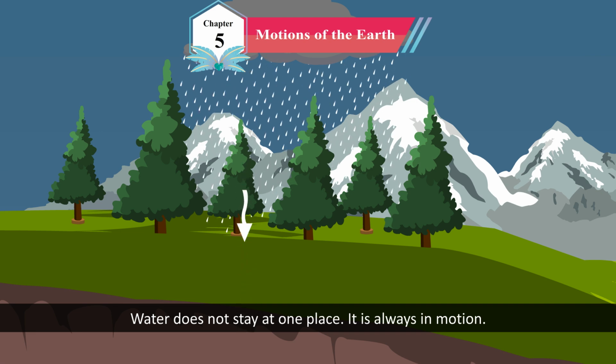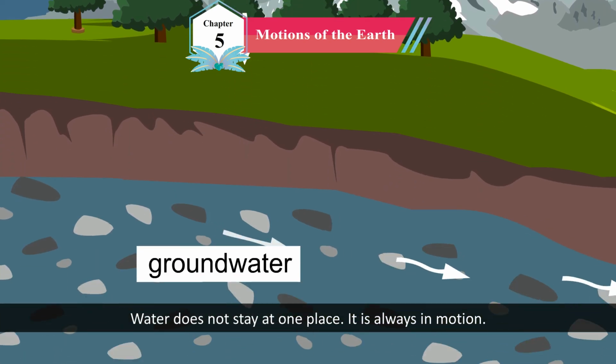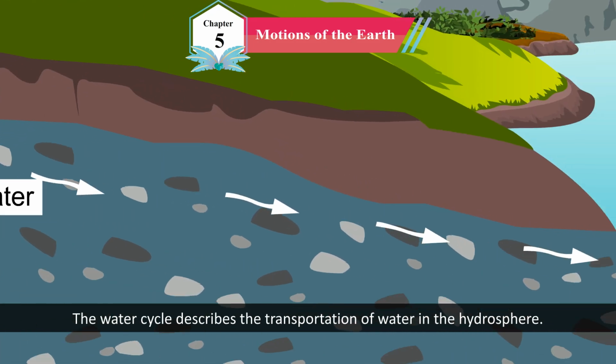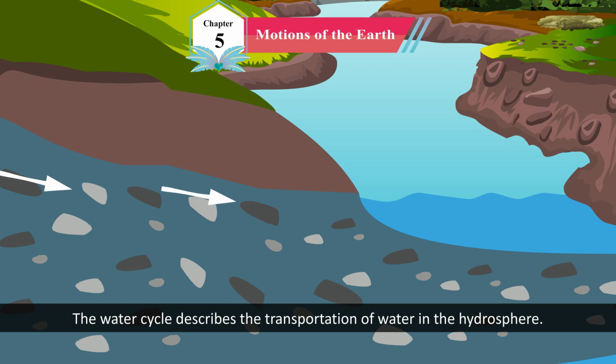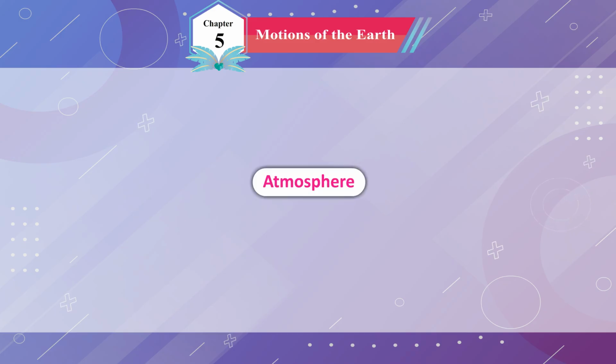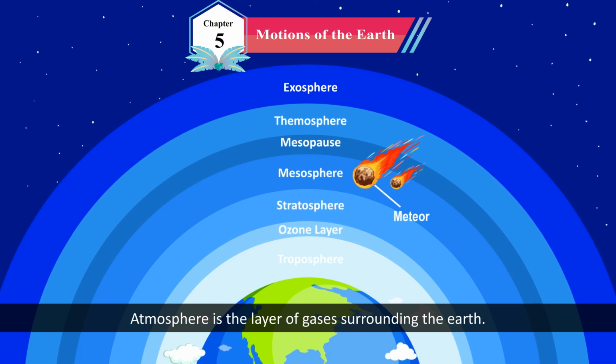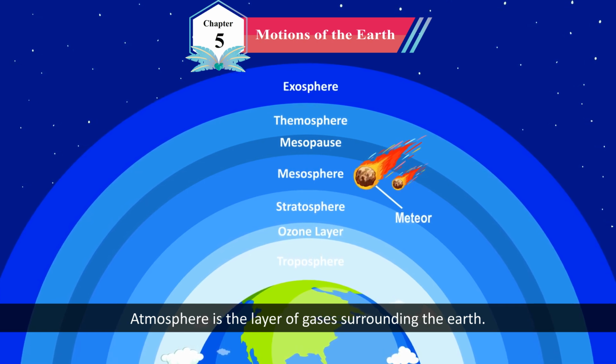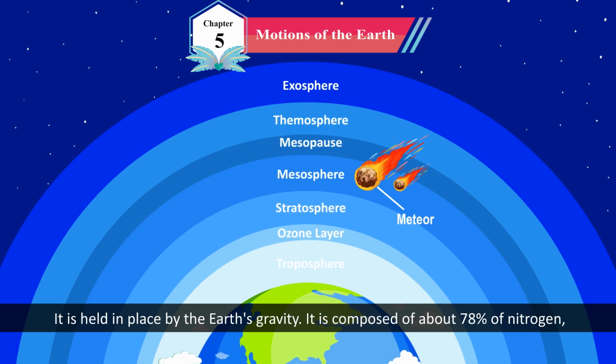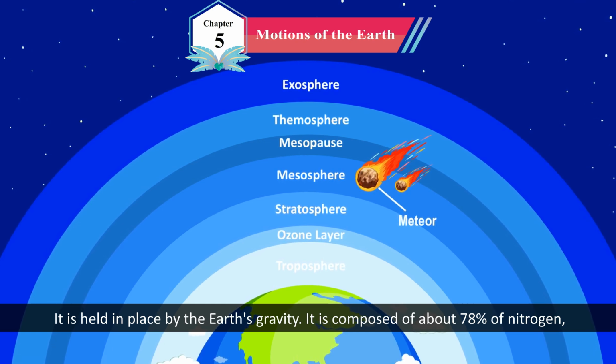Water does not stay at one place. It is always in motion. The water cycle describes the transportation of water in the hydrosphere. Atmosphere. Atmosphere is the layer of gases surrounding the earth. It is held in place by the earth's gravity.